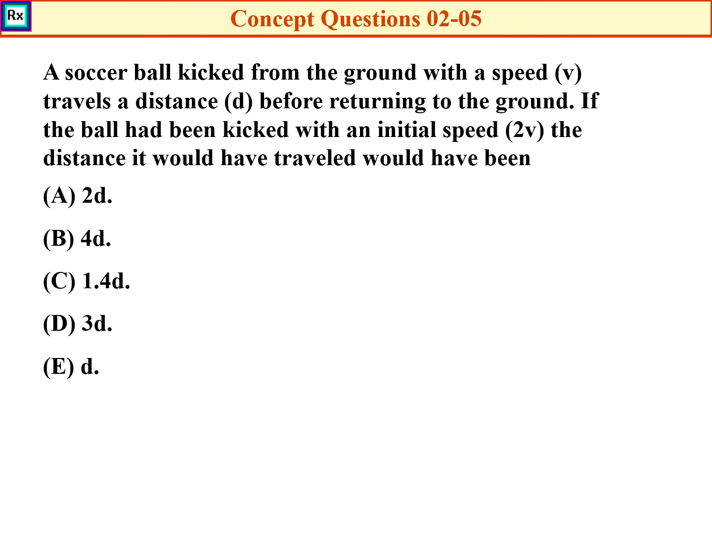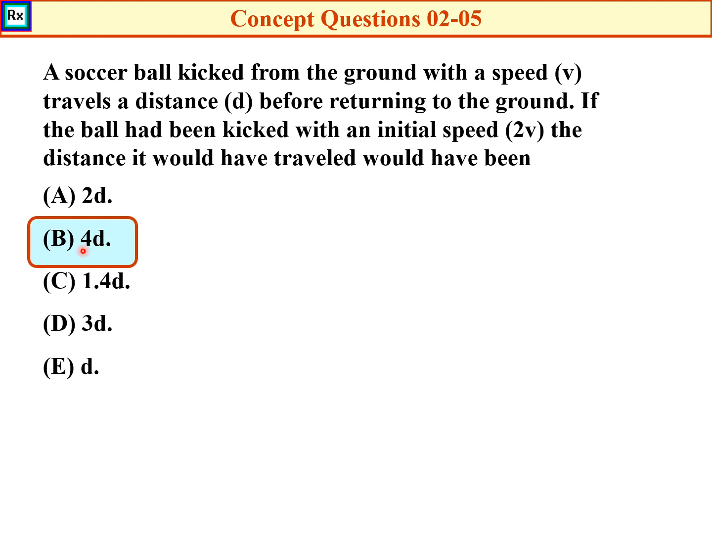Last question, it says a soccer ball kicked from the ground with a speed of v travels a distance of d before returning to the ground. If the ball had been kicked with an initial speed of 2v, the distance it would travel would have been what? And the answer here is going to be 4d.